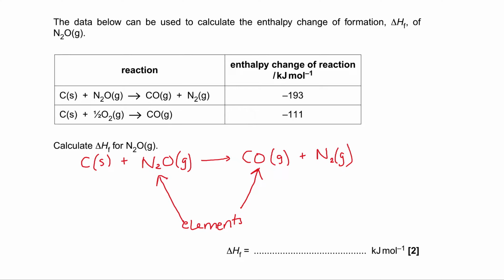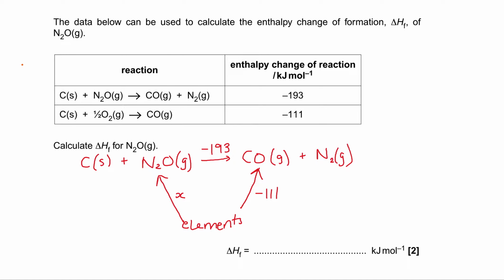We want to work out the enthalpy change of formation of N2O. We have the enthalpy change of formation of CO. So this one over here is minus 111 kilojoules per mole. And they've given us the one for this equation here at the top, so the reaction between carbon and N2O. So this one here is minus 193. Okay, so this one over here is now our unknown. This is our x that we have to find out.